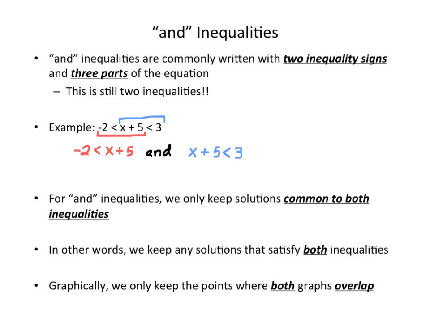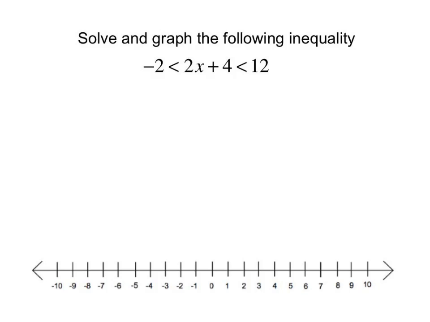So again, to emphasize that difference, with OR inequalities, I don't care if they overlap or not. I'm going to keep all the solutions. But for AND inequalities, I'm only going to keep the solutions where the two graphs overlap. It has to satisfy both inequalities for us to keep the solution. So let's see this in action.